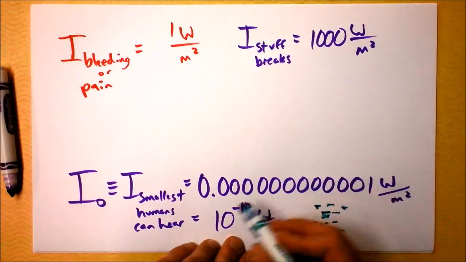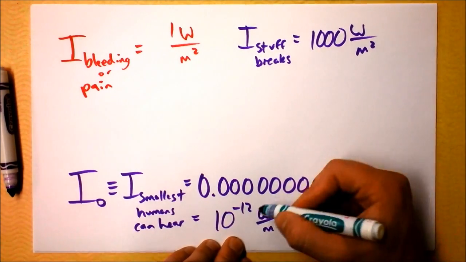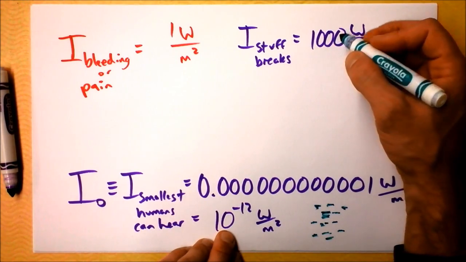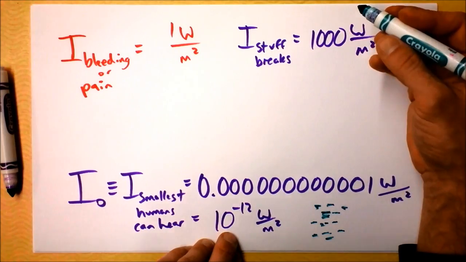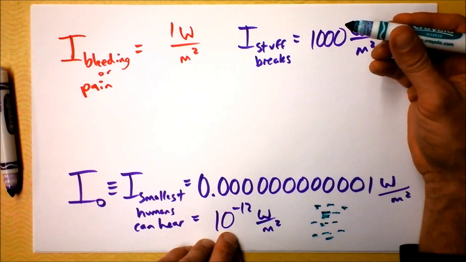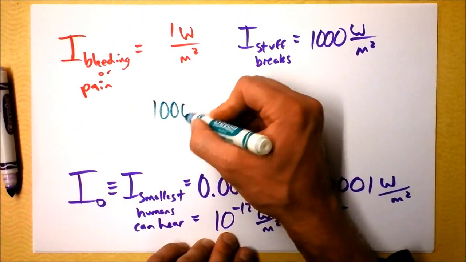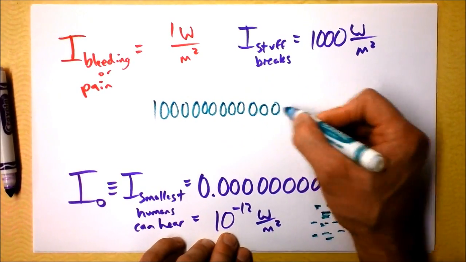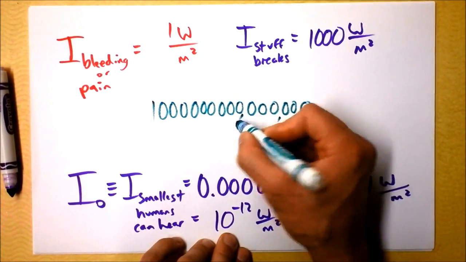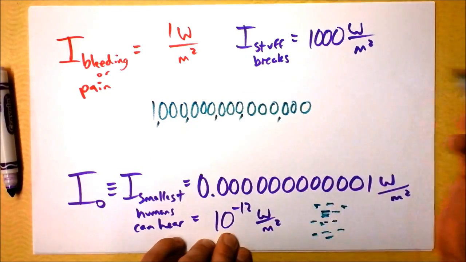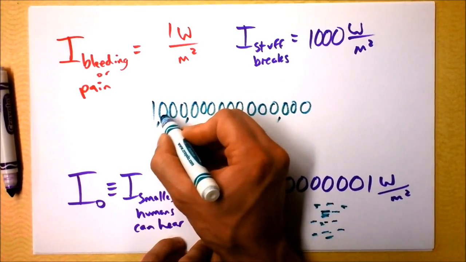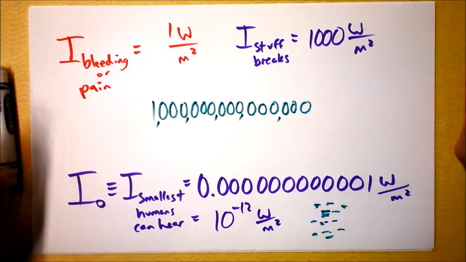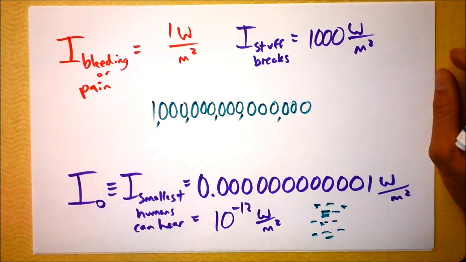But I want you to notice that there's a range, not just of like 1 to 5, but a range of 10 to the negative 12th to 10 to the third. We can write these out: 1, 2, 3, 1, 2, 3, 1, 2, 3, 1, 2, 3. That's an enormous range of human hearing. In fact, this is a million, this is a billion, that's a trillion. That's a quadrillion. You can hear sounds that are 1 quadrillion times different from other sounds.